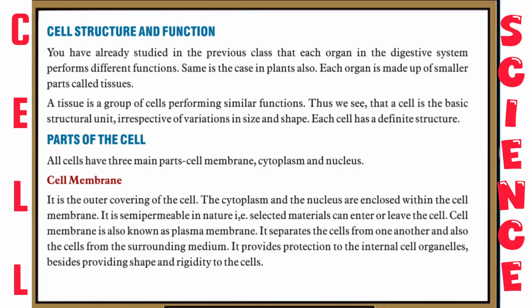All cells have three main parts called cell membrane, cytoplasm, and nucleus. So now let's see the first, that is cell membrane. It is the outer covering of the cell. The cytoplasm and the nucleus are enclosed within the cell membrane.